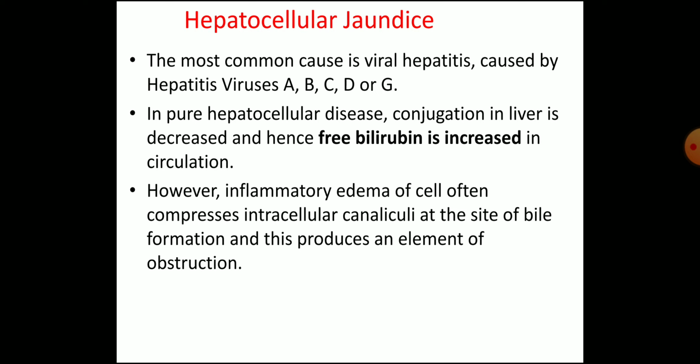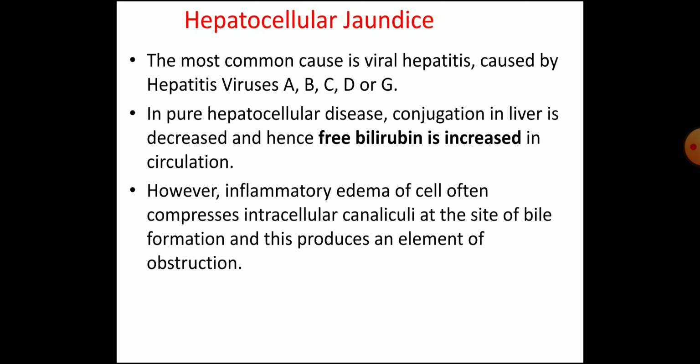So we are concerned with the obstructive jaundice only here, just to know what is hepatocellular, because in the second stage of hepatocellular jaundice there may be some obstructive features. So the most common cause is viral hepatitis caused by hepatitis A, B, C, D, E, G, etc. In the pure hepatocellular disease, conjugation in the liver is decreased, and hence the free bilirubin is increased in the circulation. So here hepatitis is the cause, so the conjugation will be affected. So the unconjugated bilirubin, that is free bilirubin, will be first elevated in the circulation.